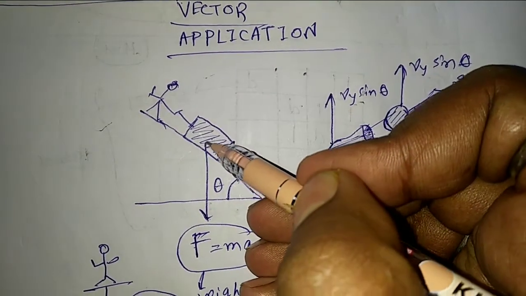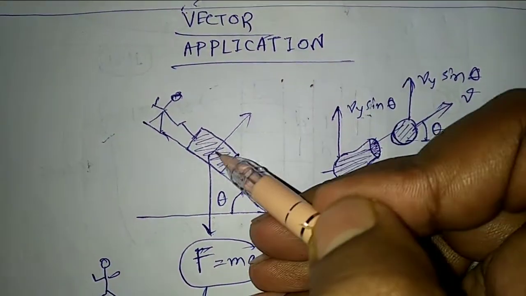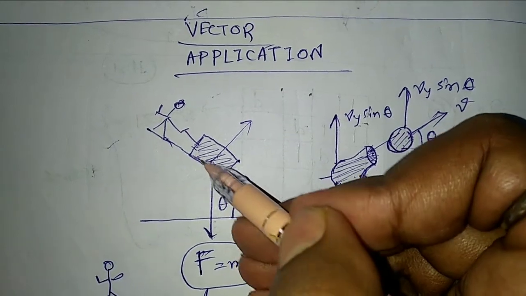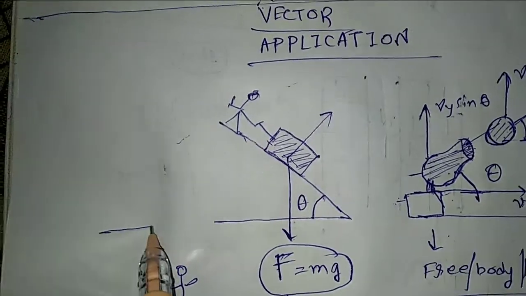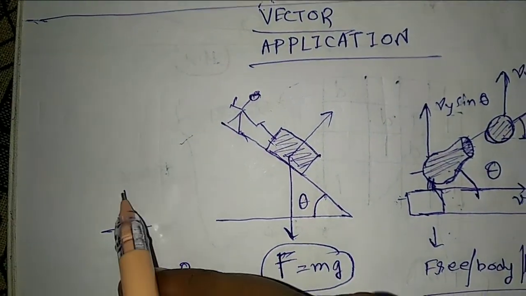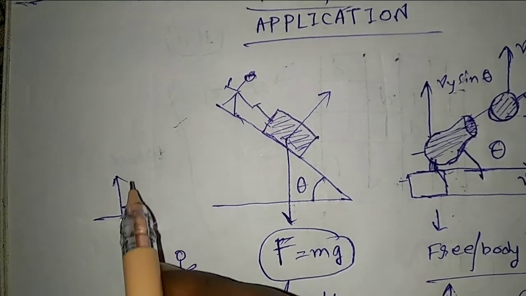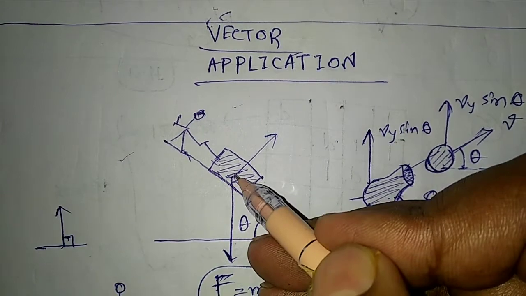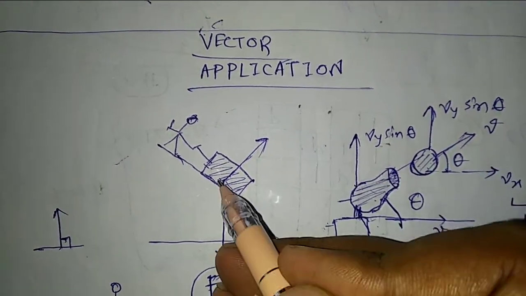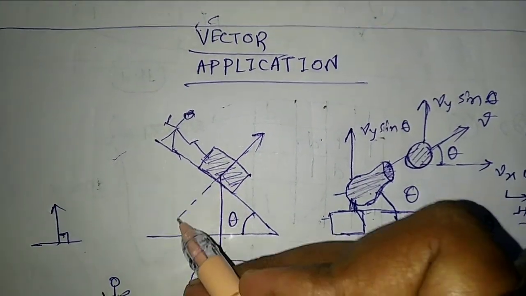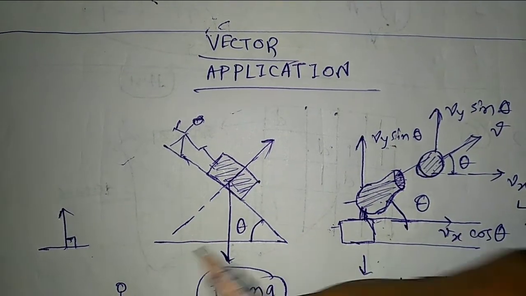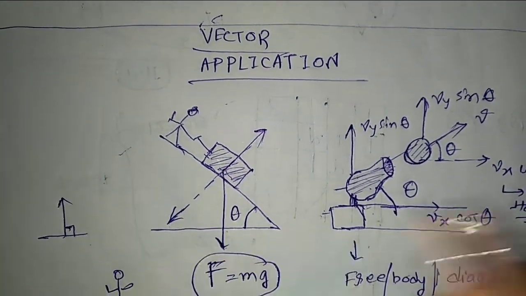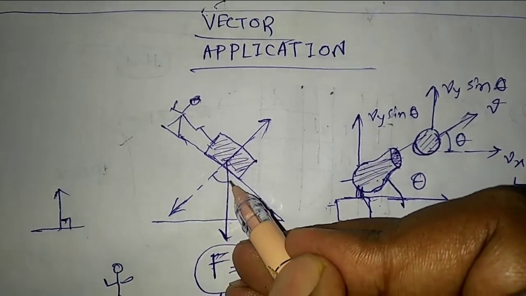First you have to draw the normal. Normal means it is perpendicular to the base, that is 90 degrees to the base. So draw the normal from it. Okay, we have drawn the normal, and a line in the opposite direction of the normal. Now make the angle theta.